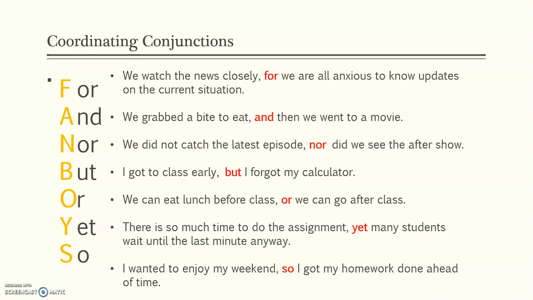If you'll notice, let's look at the first one. We watch the news closely. That's its own thought. So when we use a coordinating conjunction, we place a comma, and then we place the conjunction. Here we have for. Now on the right side of for, we are all anxious to know updates on the current situation. That is also its own sentence. And if you're confused about what makes a sentence, you can review identifying run-on sentences, and that will show you what it is in our video collection.